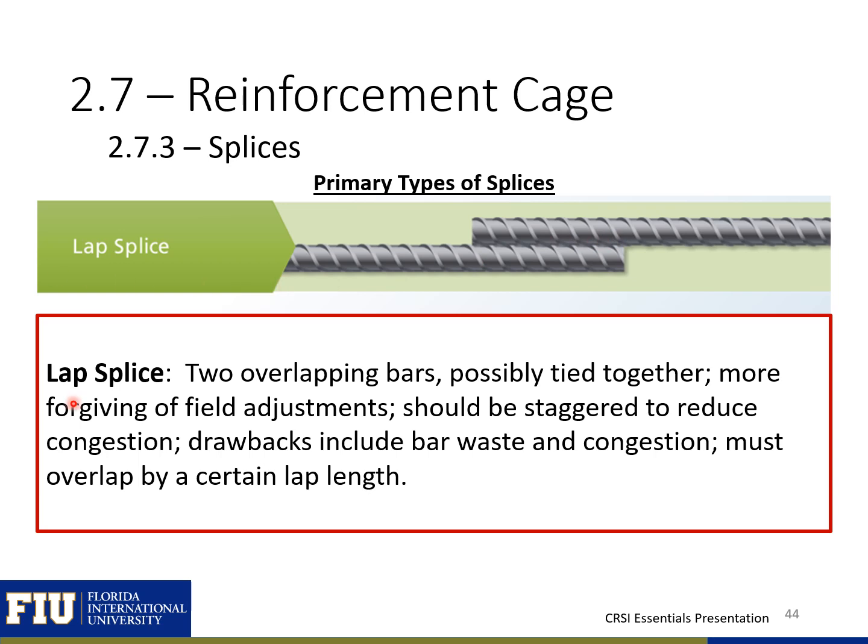Lap splices are more forgiving of field adjustments, and they are the most common type of splice, and they're typically the most cost effective. So this type of splice should be specified whenever possible and practical. One drawback is that using this type of splice can cause congestion and also bar waste. So you can stagger the splice location to reduce congestion, but you may need to use another type of splice if your cage is too congested.